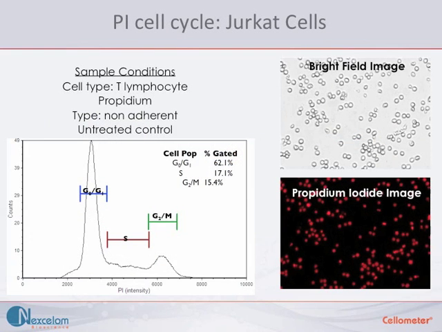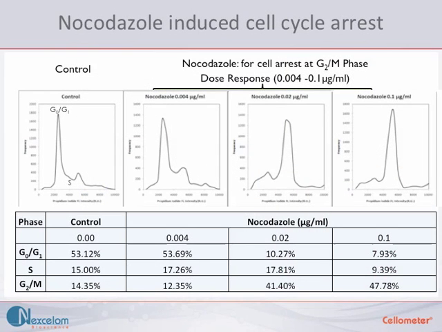Bright field and fluorescent images are captured by the cellometer and can be reviewed to assure that only cells of interest were counted. The data is exported to FCS Express software, and the cell cycle histogram with the data table is generated. In this cell cycle experiment, cells were treated with different concentrations of necortisol, a drug that is designed to arrest the cell cycle at the G2M phase. The cell cycle arrest in these Jurkat cells occurred in a dose-dependent manner.